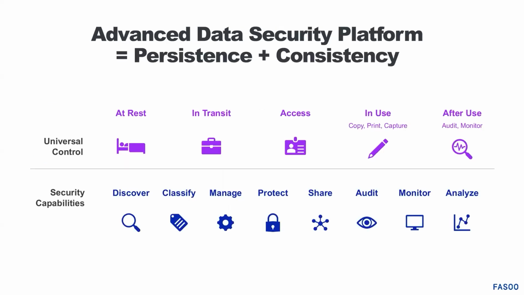So what we think about is an advanced data security platform. What's key about this is, as I said, you have persistence, which means the controls are always going with the documents, and you have consistency, for the same reason. I have the same policy on that document regardless of its location. If we look at the top row there, when people think about data security, they really think about it in three areas: at rest, in transit, and either in use or in access, depending on the organization's definition.